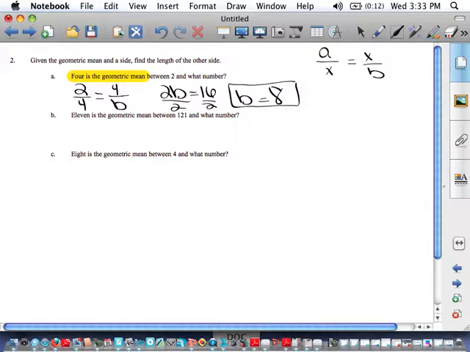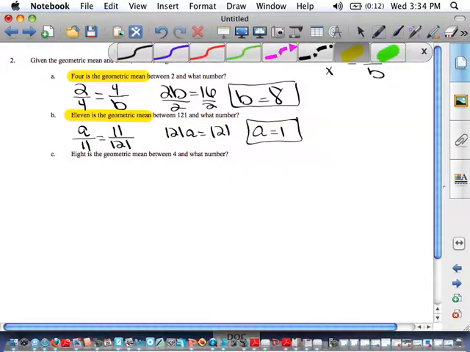2B says 11 is the geometric mean. Again, set up your proportion. 11 is the geometric mean, so it goes where the X's would be. And then it says between 121 and what number. So you can substitute 121 in for A or B. It doesn't matter. When you cross multiply, you get 121A equals 121, so A equals 1.